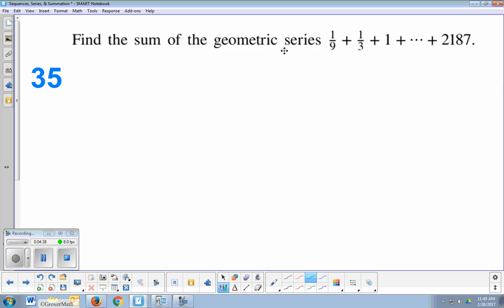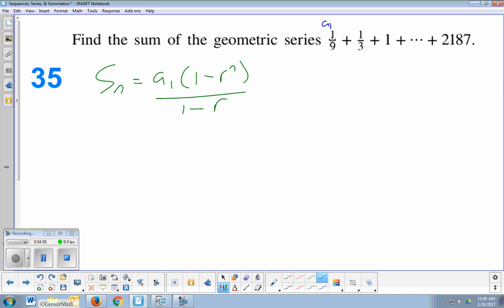Find the sum of the geometric series. So our sum formula, write it down so we have it. S of n equals a1 times 1 minus r to the n, just r is being raised to the n, over 1 minus r. Now, I have my first term, a1, and I can figure out r here.